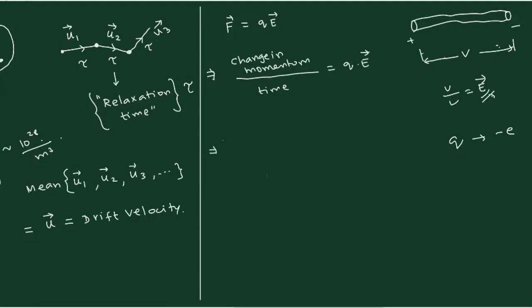Now the change in momentum is mass times the velocities that you know. You have to compare and see: this is u1, this is u2, this is u3, etc. When u1 goes to u2, you see u1 and u2 are not identical, so there is a u1 minus u2.